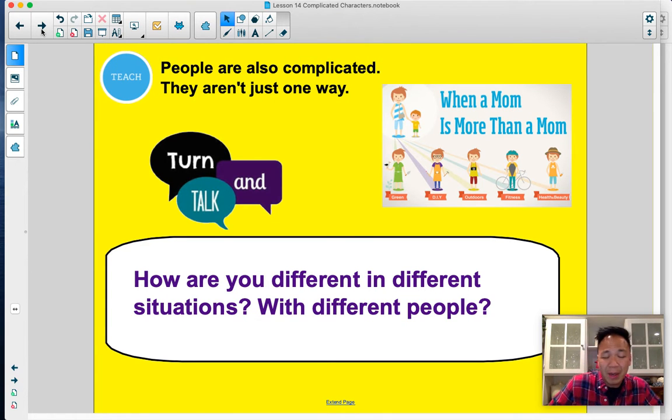Why do authors write about complex characters? Well, because they are more like real life, and that's what authors always want to teach us. They always want to teach us about real life. And in real life, people are also really complicated. They're not just one way, and you know that.